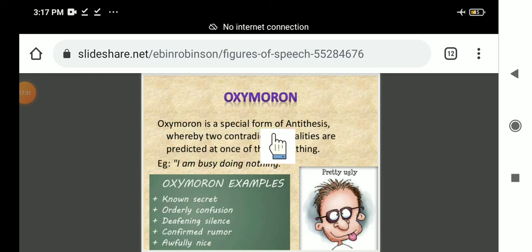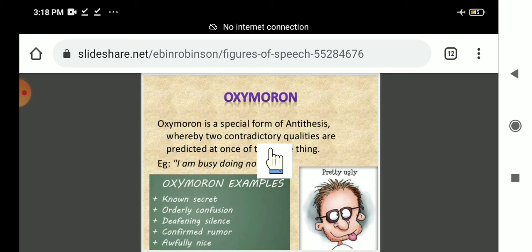Oxymoron is a special form of antithesis whereby two contradictory qualities are predicated at once of the same thing. Example: I am busy doing nothing. Here, contradictory qualities are predicated at once of the same thing. What do you mean by contradictory? It means a debate, a fight, a clash.